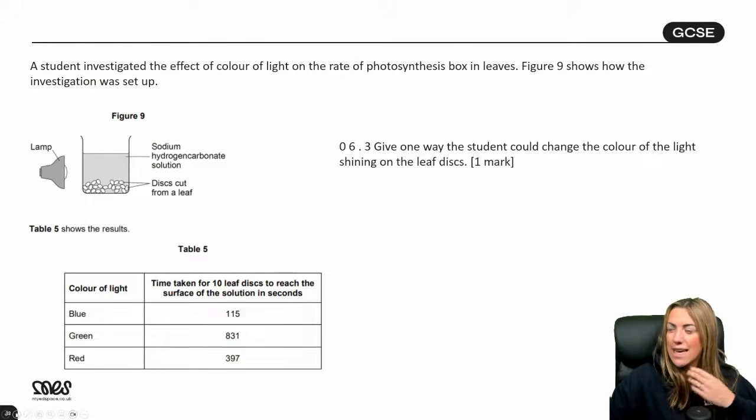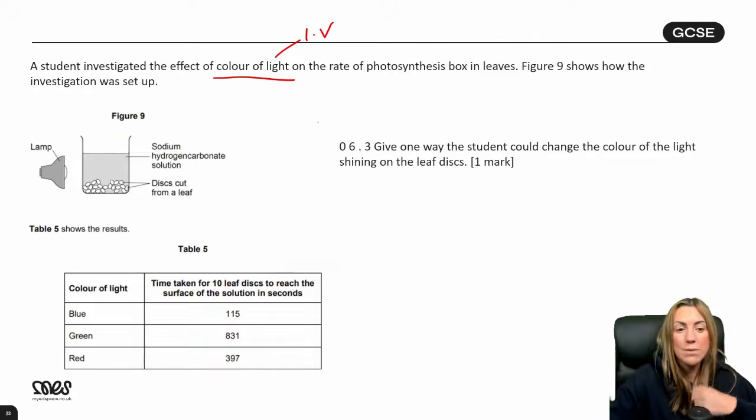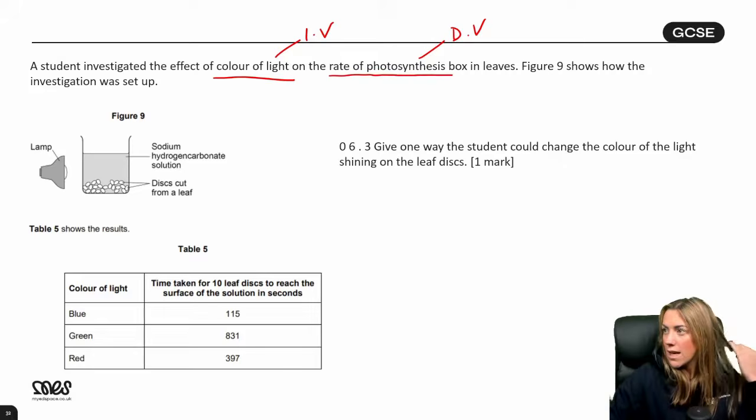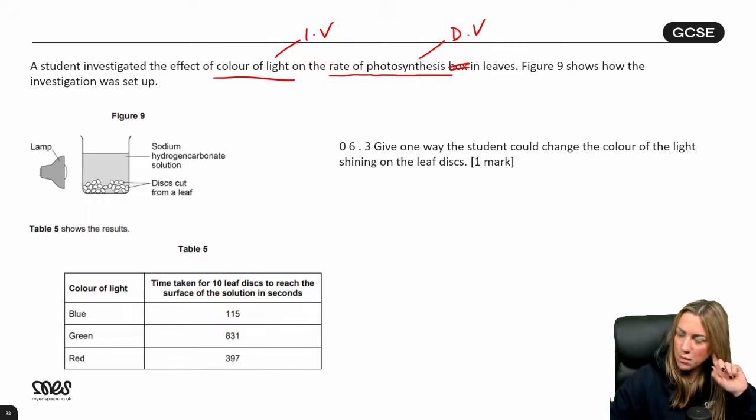A student investigated the effect of colour of light. So that's what they're changing. That's their independent variable, to see if it affects the results on the rate of photosynthesis. So that's what they're measuring. That's their dependent variable. In a box of leaves, on the rate of photosynthesis box. Oh, I think that's an error. Rate of photosynthesis in leaves. Figure 9 shows how the investigation was set up. Give one way the student could change the colour of light shining on the leaves.